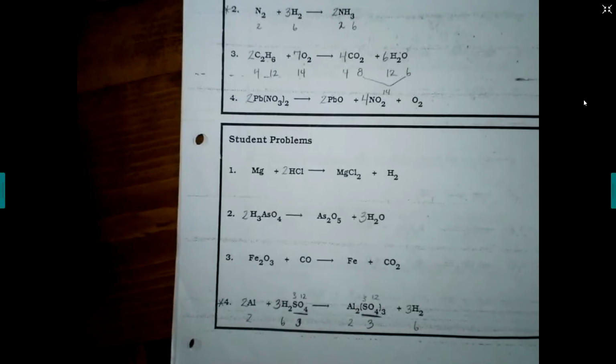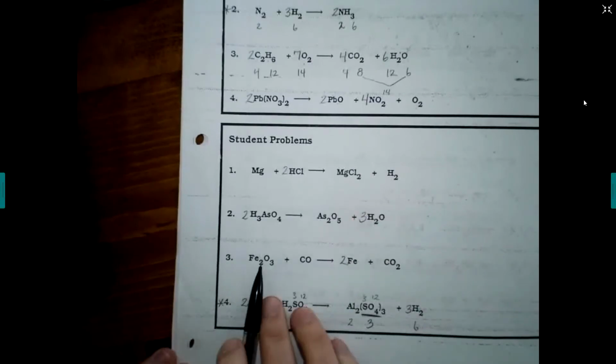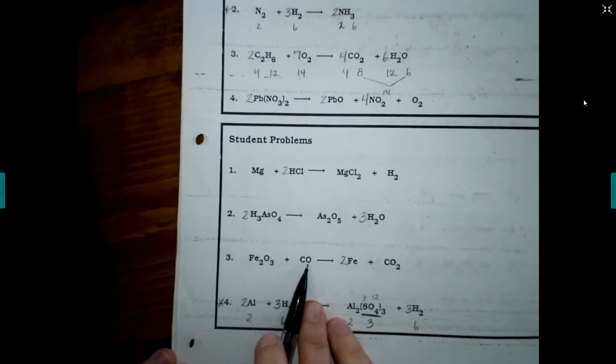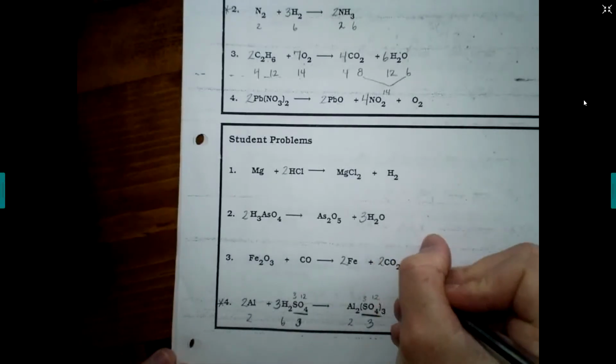All right, last problem that I'm going to do with you on this sheet is number 3. I'll go ahead and tell you this one is a little bit of a doozy. So let's look at it and you'll see why. Starting with iron, I see I have 2 and only 1 here, so I'll fix that. I have 3 oxygens plus 1, so I have a total of 4. So I'm going to put a 2 here to make that 4.